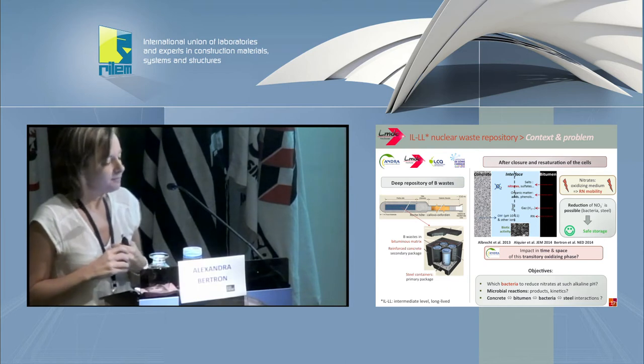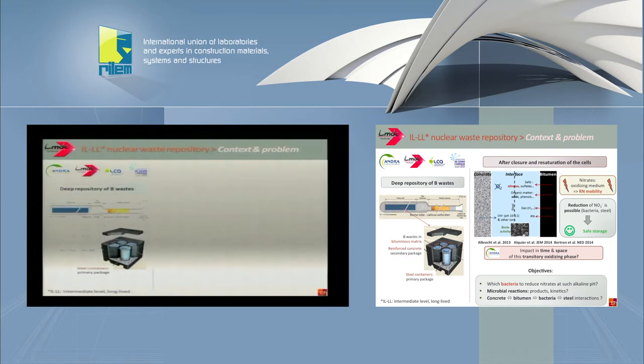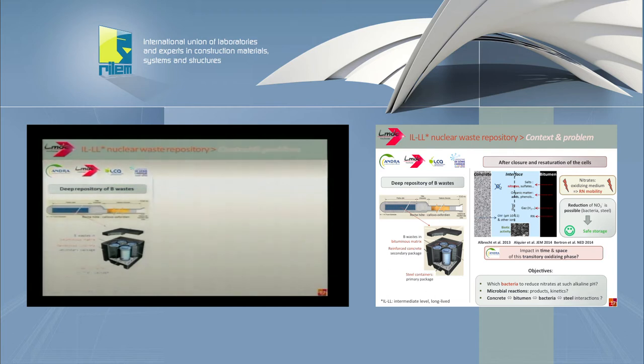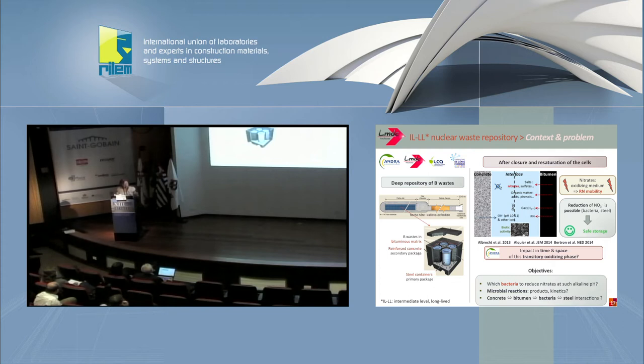So, intermediary level long-lived nuclear waste, the type B waste, is stabilized in a bituminous matrix, which will be stored in steel containers, which will be grouped in a reinforced concrete secondary package. This package will be placed in a tunnel intended for their long-term repository at 500 meters below the surface. So, this is in Europe.